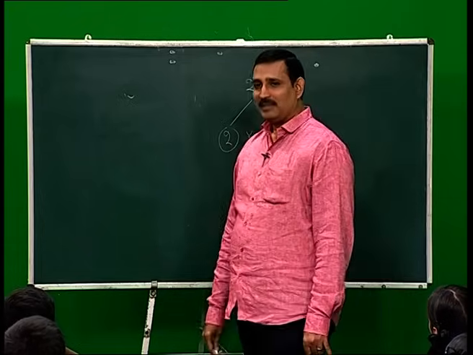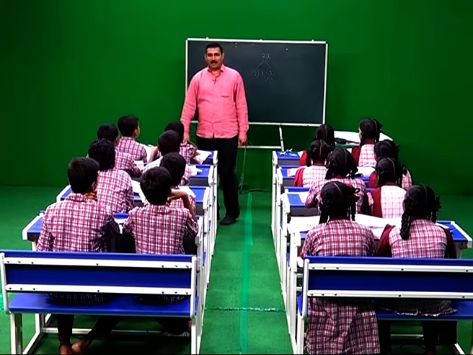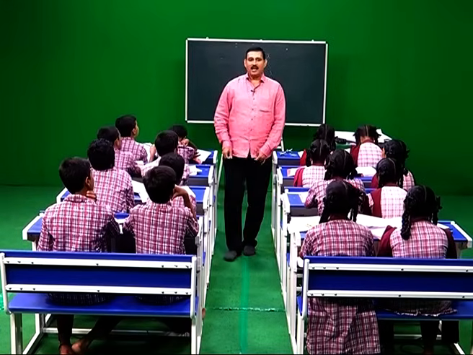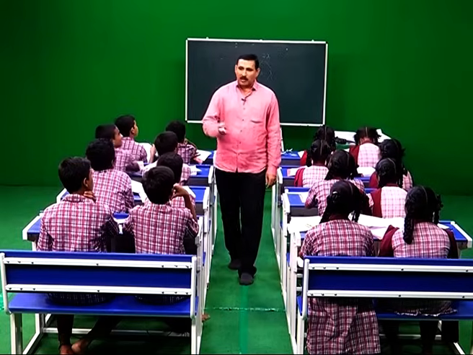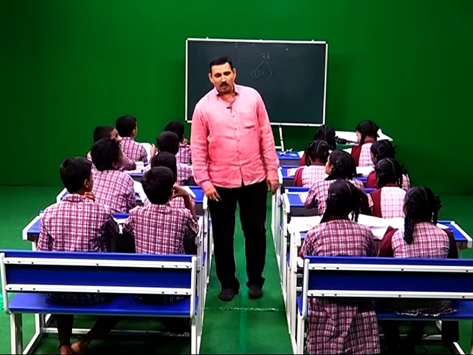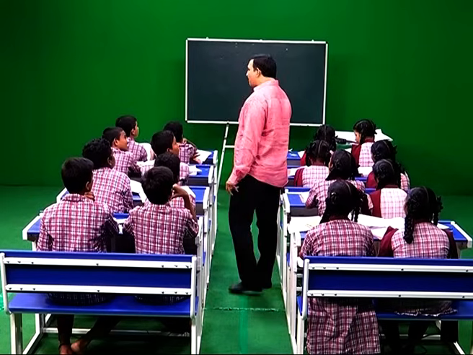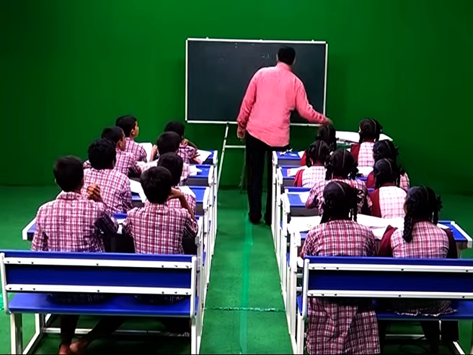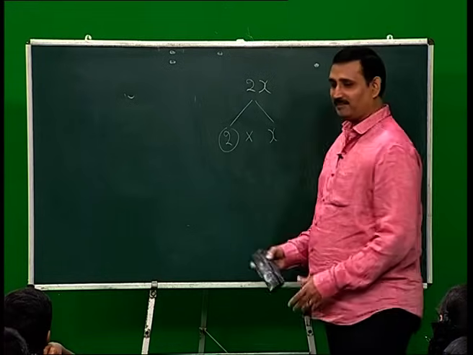2 is a prime number. So 1 times 2, because it is a factor, you are calling it a prime factor. Likewise, x is also a factor of 2x. 1 times x. x also has only 2 factors.